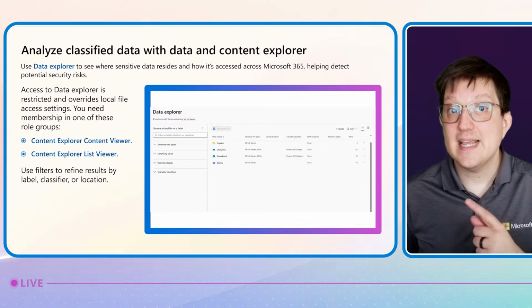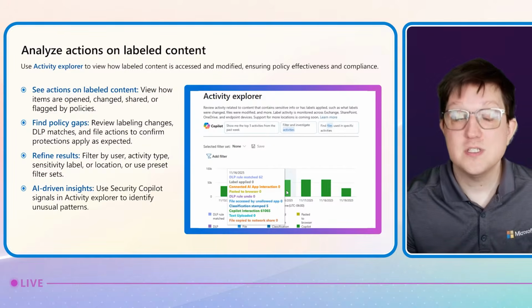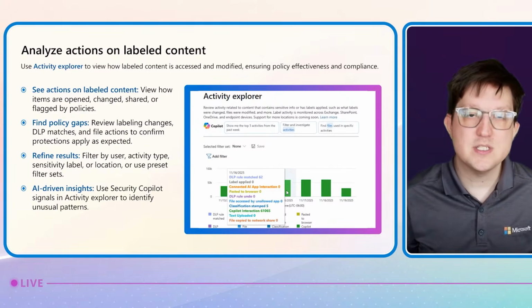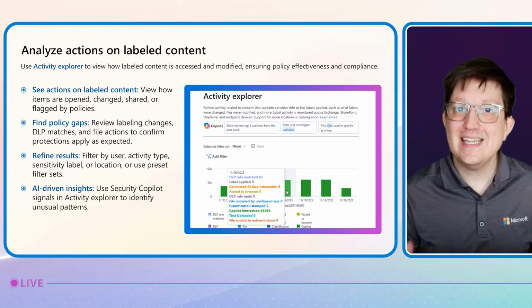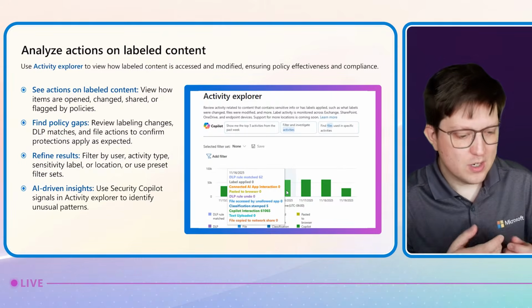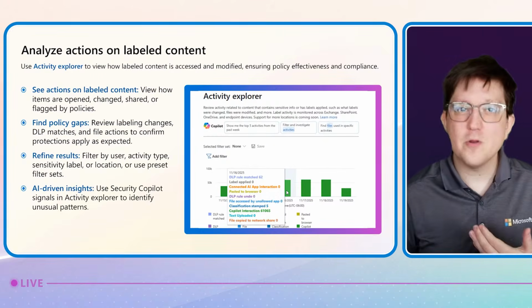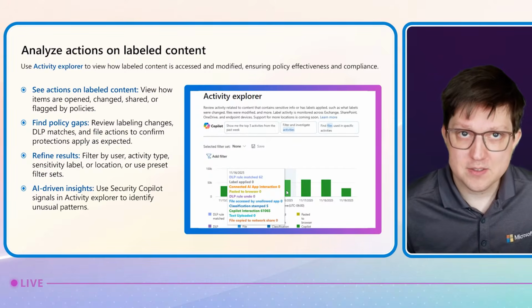Now, the alternative is the Activity Explorer. Rather than interested in individual files and their content, we are instead trying to understand where sensitive data is. Now, this has a lot of really interesting use cases, such as the ability to find where we're seeing high use cases of sensitive data or where we've got policy gaps that are not capturing things.